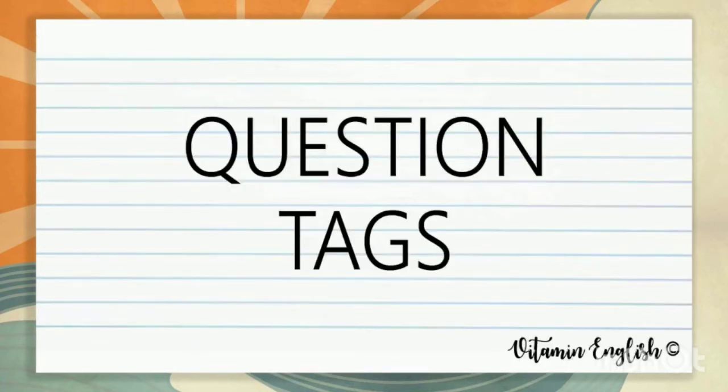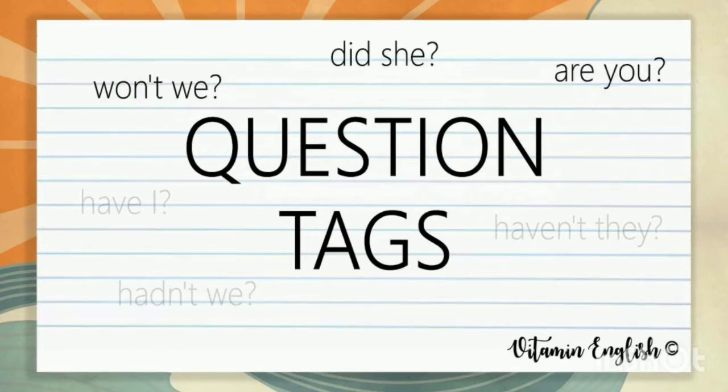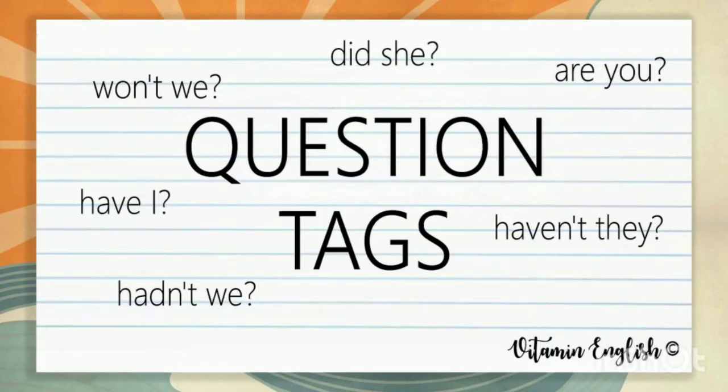So let's look at question tags. If you aren't sure what they are, some examples of question tags are the following. Won't we? Did she? Are you? Haven't they? Hadn't we? And have I? Etc. Today I will teach you how to create a question tag and how to use it correctly.